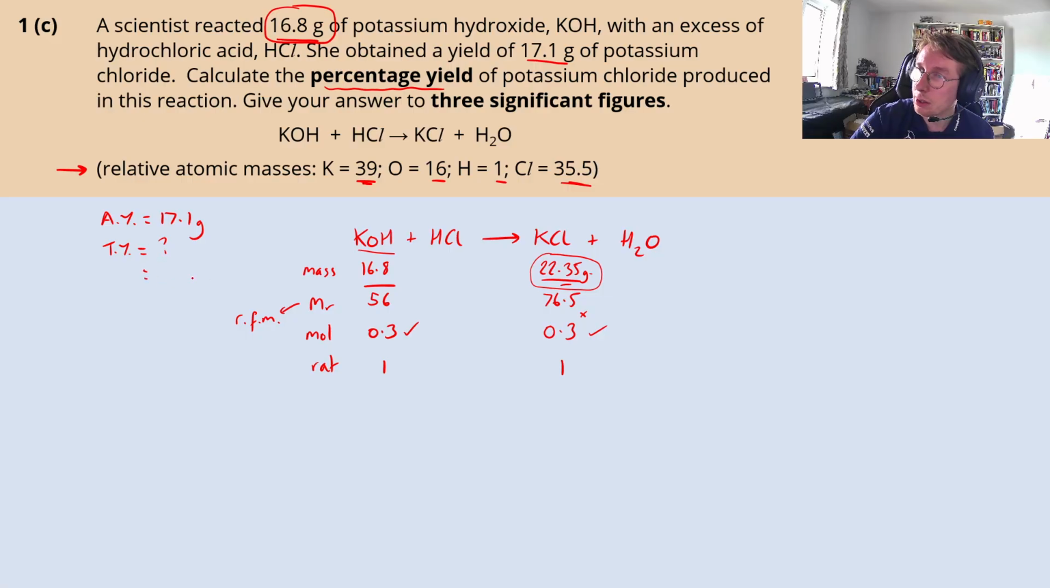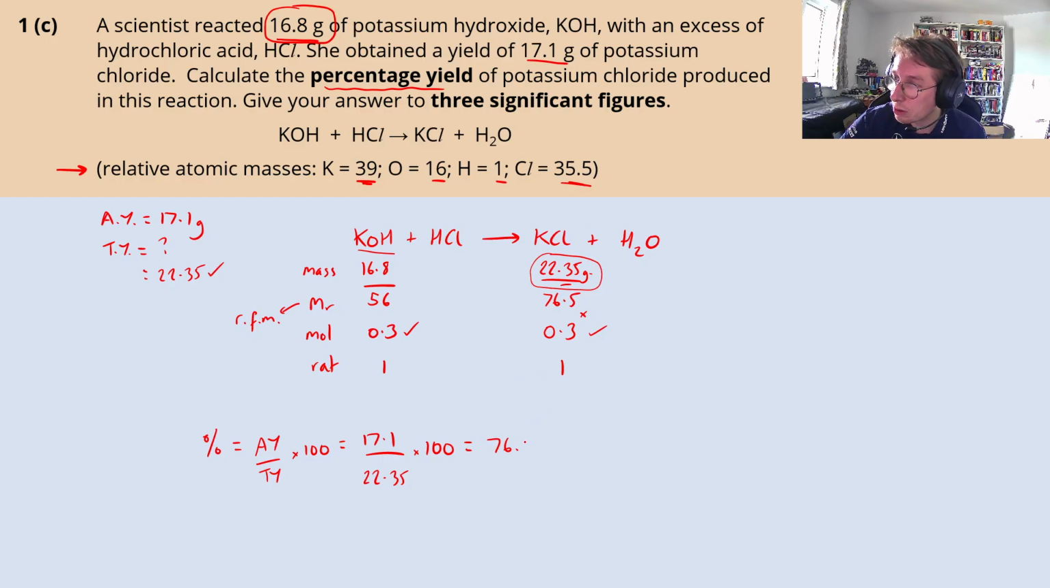Therefore, that is our theoretical yield. So that is equal to 22.35. Give ourselves another tick for getting that value. Now we just do the calculation we did in parts A and B. So percentage yield is equal to actual yield over theoretical yield multiplied by 100. That is equal to, this time, 17.1 divided by 22.35 multiplied by 100. If you do that calculation, you get an answer of 76.510%.